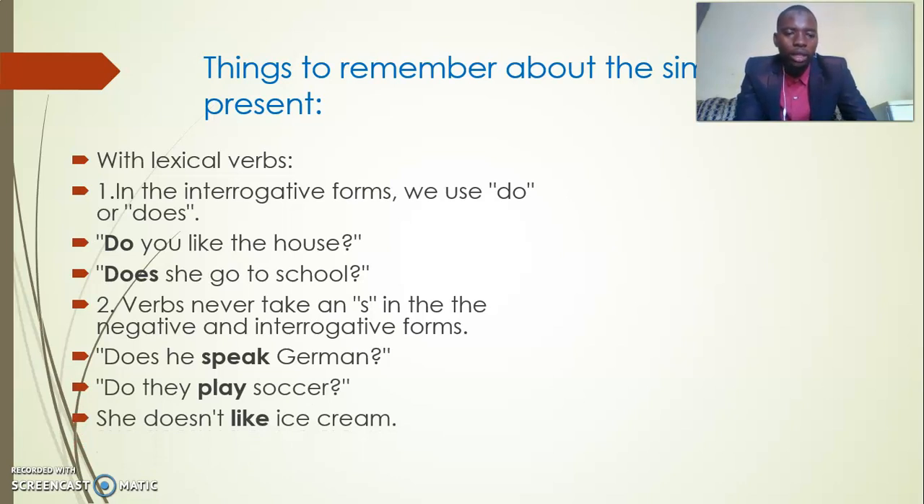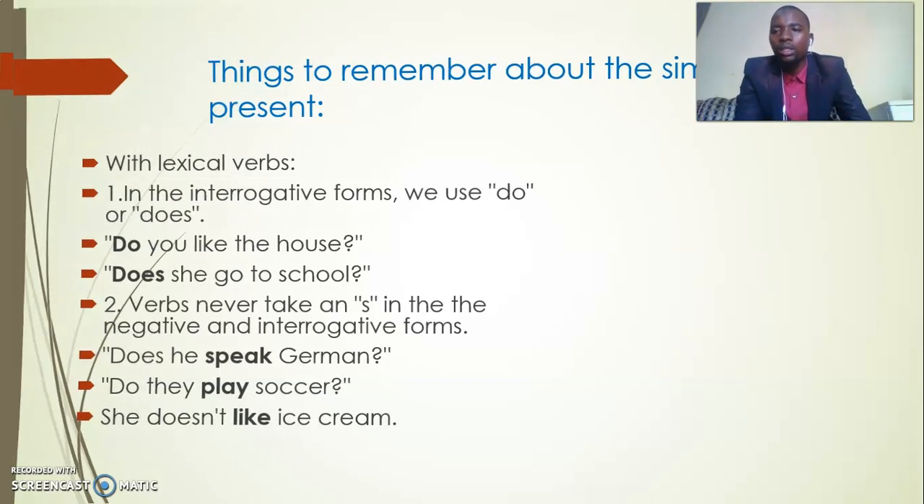She doesn't like ice cream. So in these different sentences here, we don't have S with the verbs because the auxiliary which is used is already conjugated in the simple present tense.